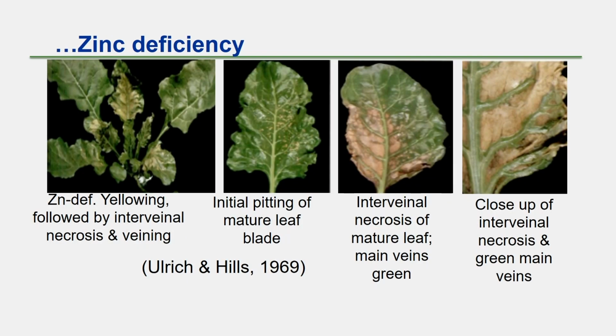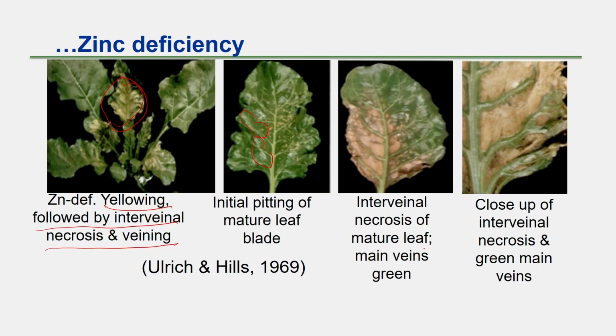See pictures of zinc deficiency. Yellowing, first of all yellowing followed by interveinal necrosis and veining. You can see here interveinal necrosis. Initial pitting of mature leaf blades, some kind of pits are formed.